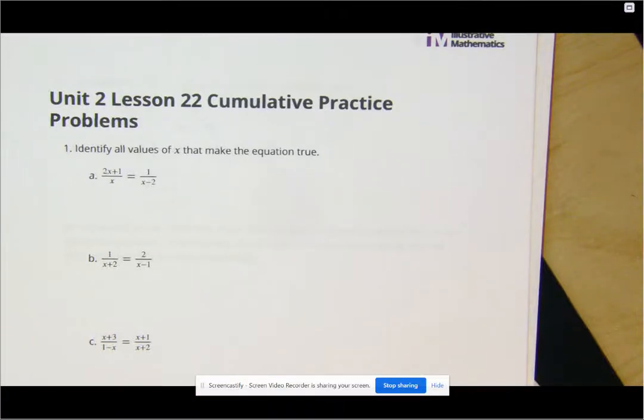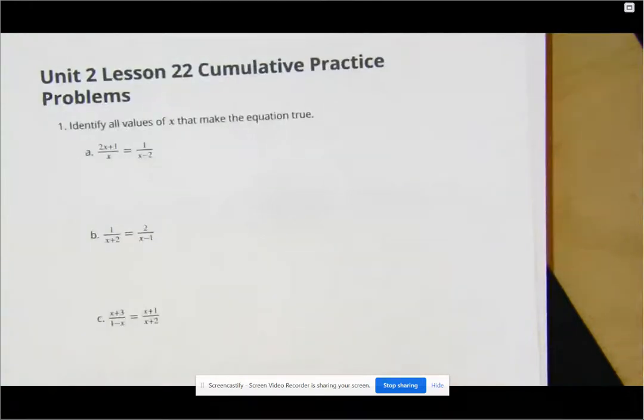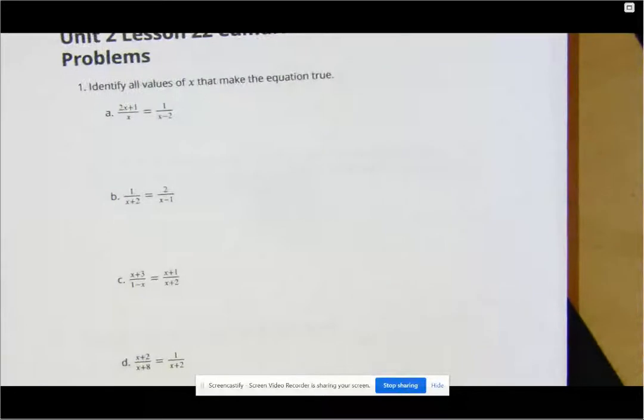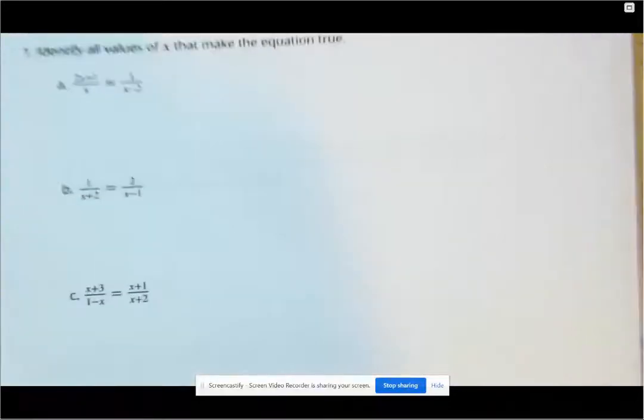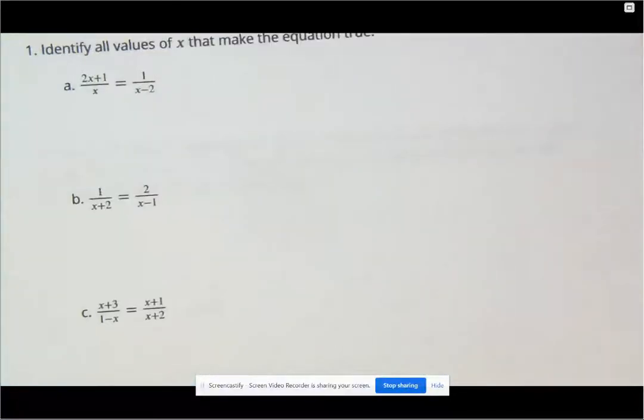I'm going to go over some of the Unit 2 Lesson 22 practice problems that were assigned. So we're going to start with number 1B. The strategy to solve a rational equation is to clear the denominator.